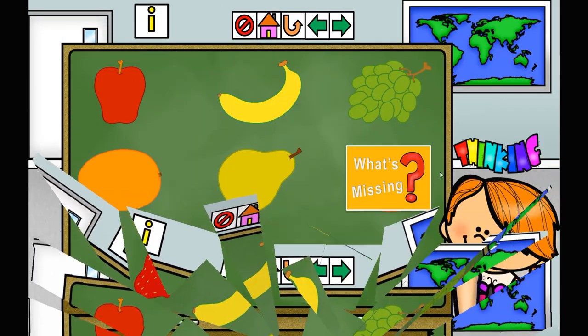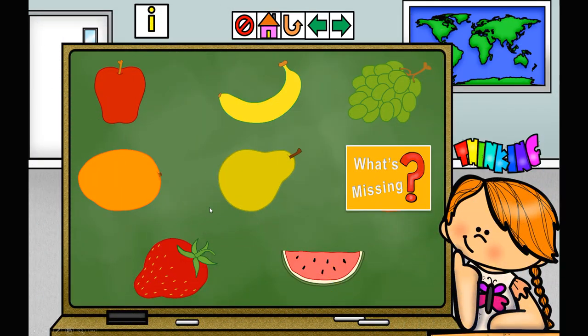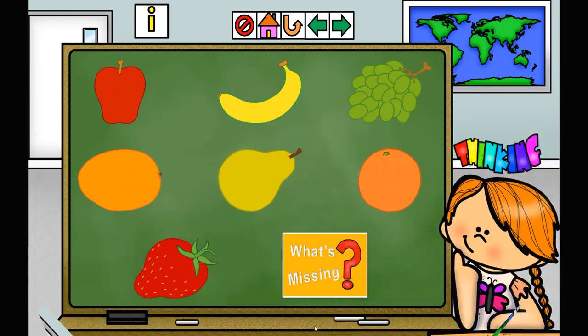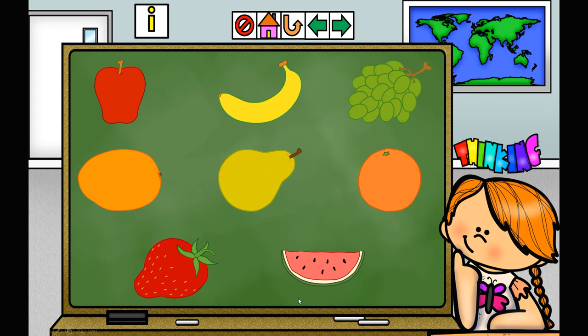And then the card is always in a different position in each line. Orange, watermelon. Okay.